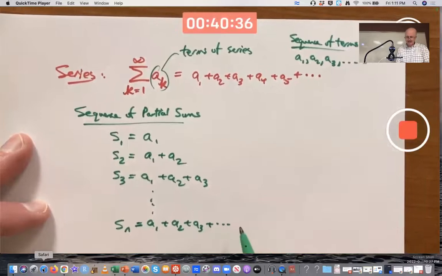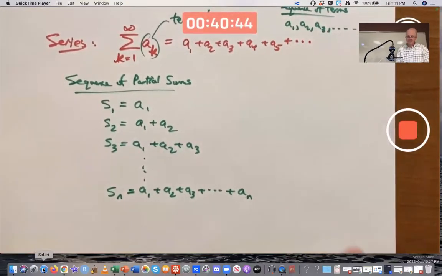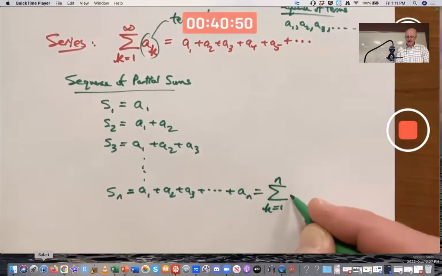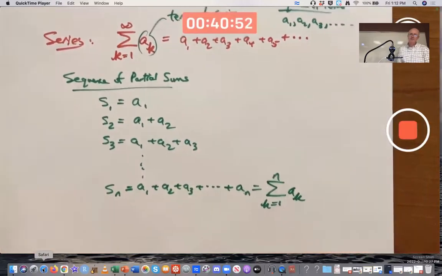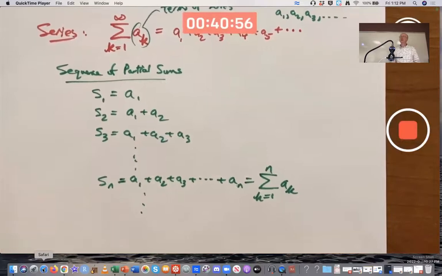I've got dot dot dots here, but I am going to stop with a_n and not put any more dot dot dots after that. In summation notation, write it as k goes from 1 to n of a_k. And I could keep going. This is an infinite list. It's a sequence. Sequence of partial sums.